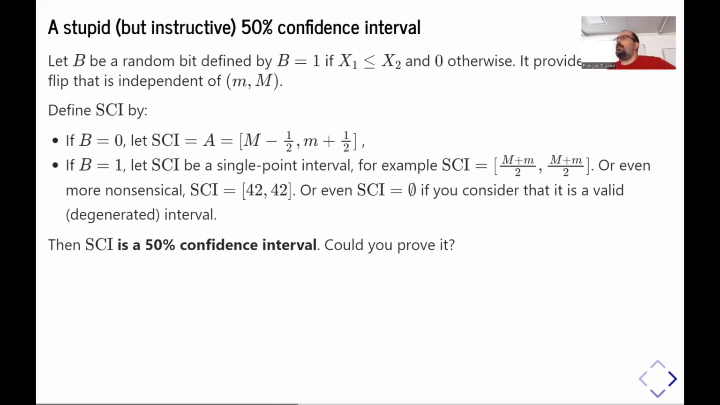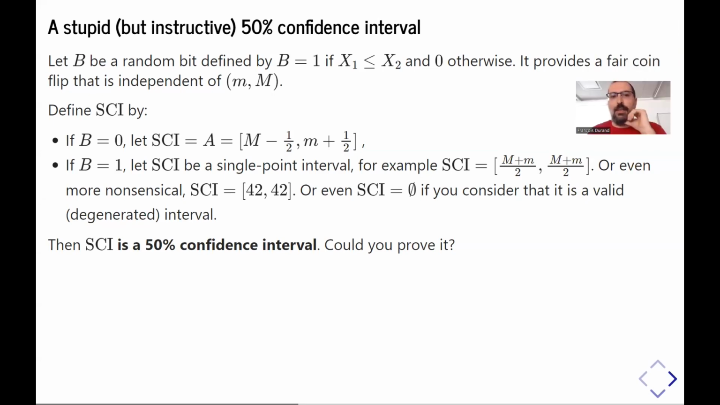Okay, so now we will construct, in fact, a very stupid 50% confidence interval, but we might see it as a simplified version of the true example that I will show you later. It may be a bit simpler to understand, and it already contains some key ingredients of the true example. So let's define B to be a random bit, defined by 1 if x1 is smaller and 0 if x2 is smaller. So it's essentially a random coin because x1 and x2 are drawn with the same distribution.